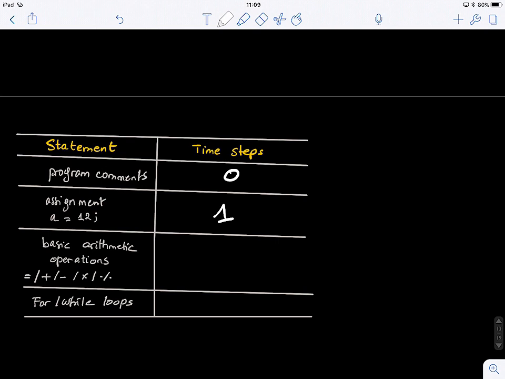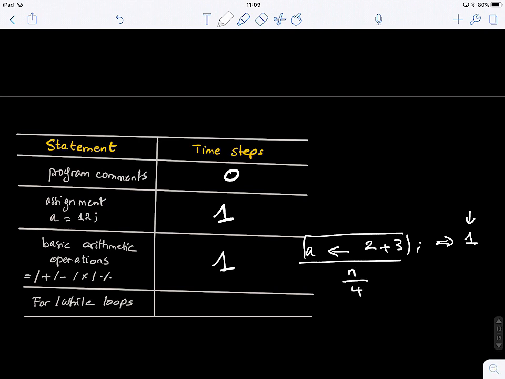Then also all basic arithmetic operations, like addition, subtraction, multiplication, division, etc. These are also considered as 1 step. So if I do this, A receives, for example, 2 plus 3, this is considered as a single step. The algorithm will just run this line, and it takes 1 time step, okay? Now, if I do, for example, x receives n divided by 4, this is assignment and also an operation. So this is also 1 step, okay?